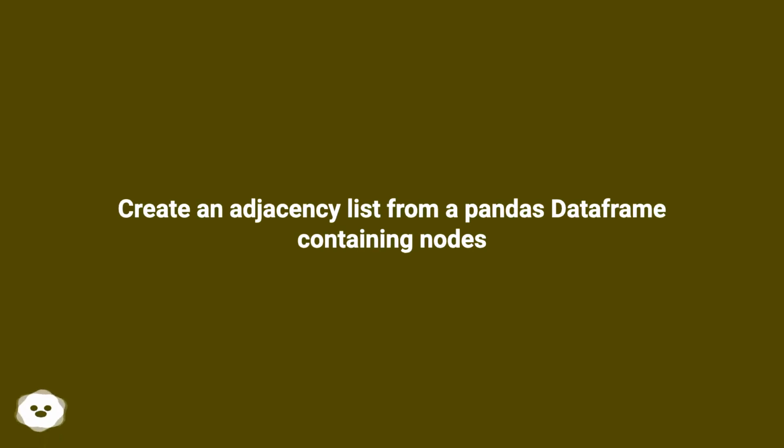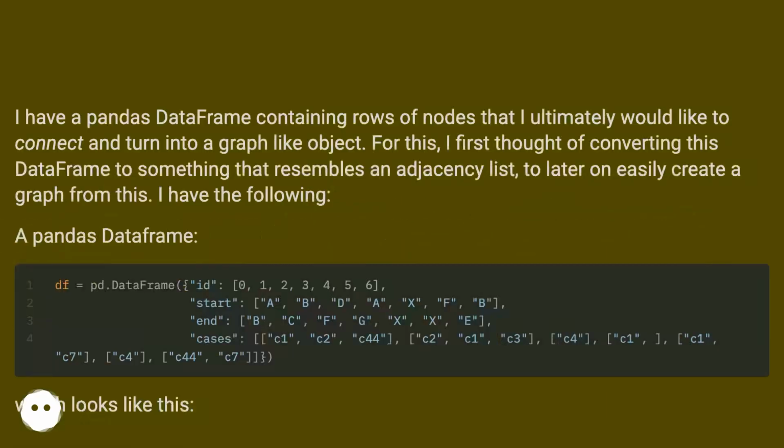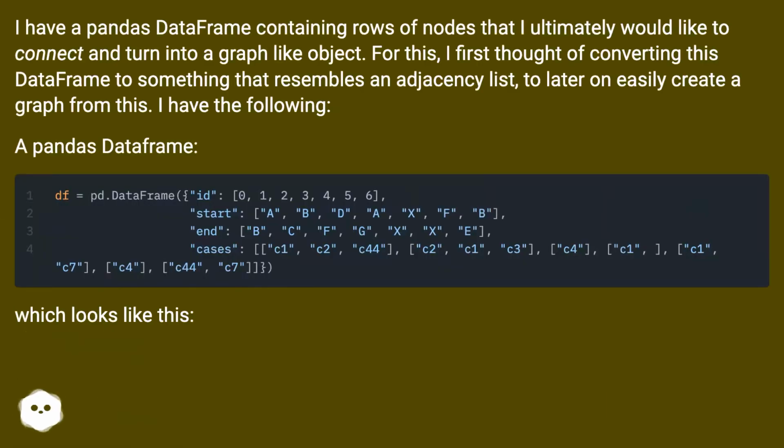Create an adjacency list from a Pandas data frame containing nodes. I have a Pandas data frame containing rows of nodes that I ultimately would like to connect and turn into a graph-like object. For this, I first thought of converting this data frame to something that resembles an adjacency list, to later on easily create a graph from this. I have the following Pandas data frame.